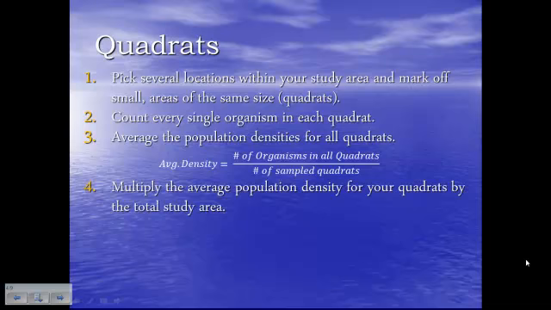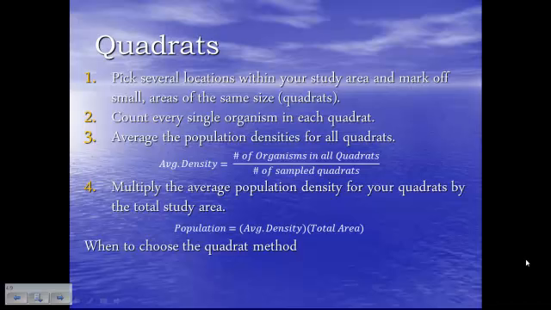We then take this average density and multiply it by total quadrats we have in our study area. So when we divide that to get the average density, we might come up with an average of 7 organisms per quadrat. And if we have 10 total quadrats, we come up with a total population of 70 organisms.